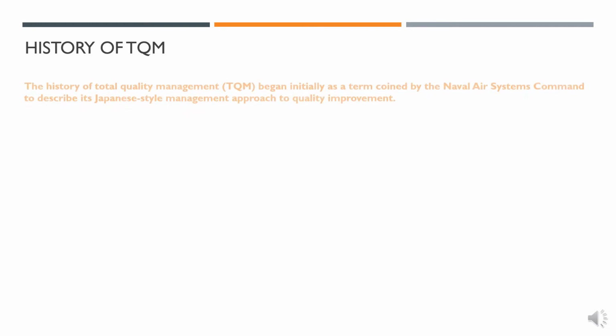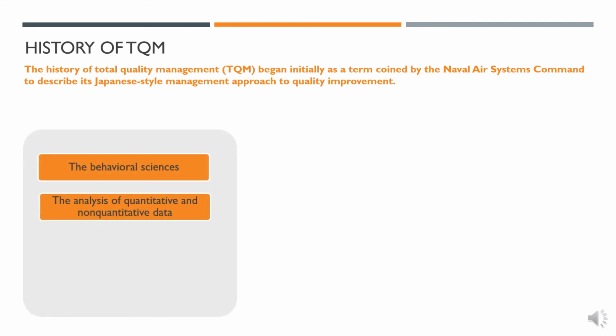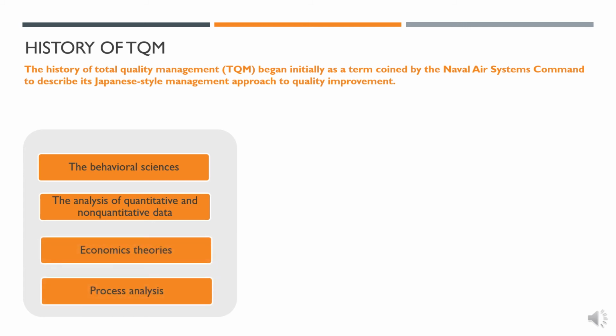The history of total quality management began as a term coined by the Naval Air Systems Command to describe its Japanese-style management approach to quality improvement. An umbrella methodology for continually improving the quality of all processes, it draws on a knowledge of the principles and practices of the behavioral sciences, the analysis of quantitative and non-quantitative data, economics theories, and process analysis.